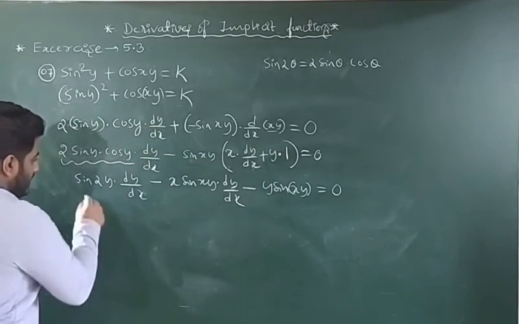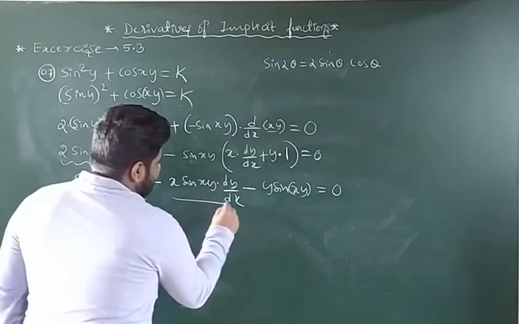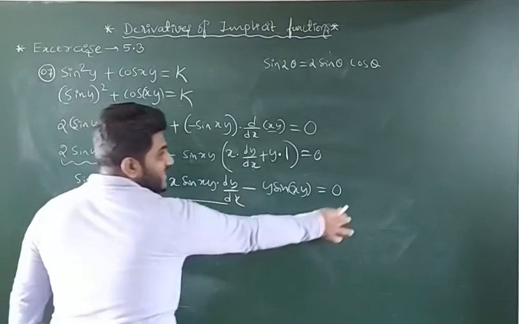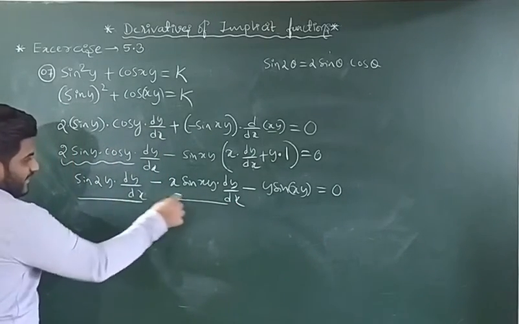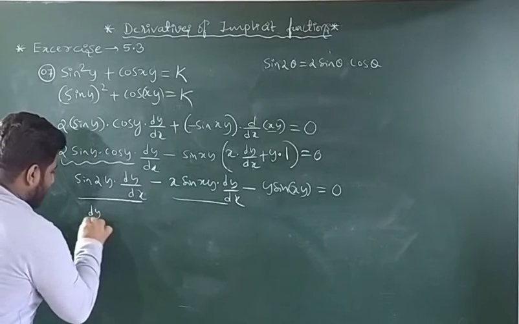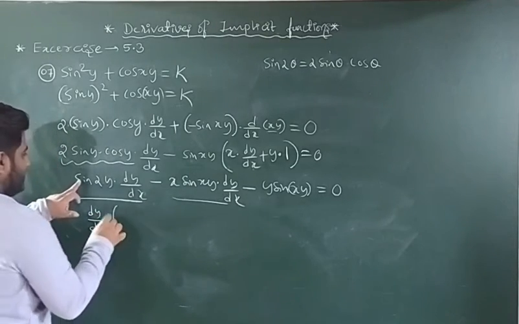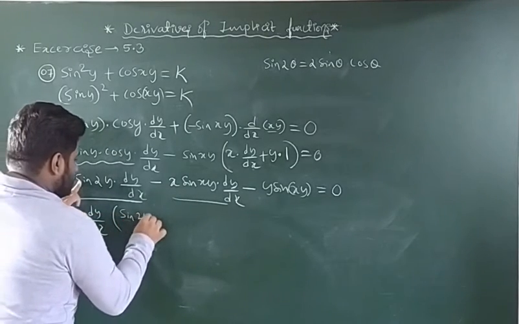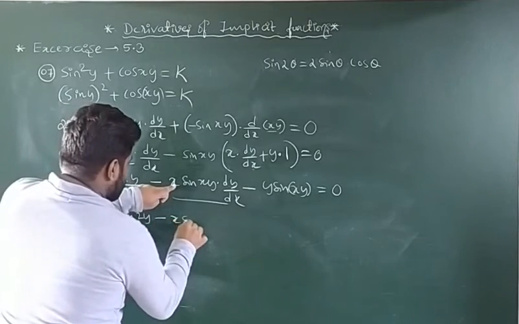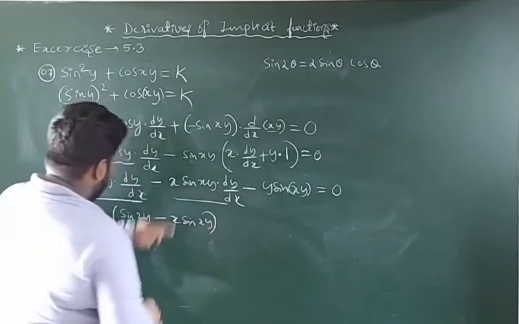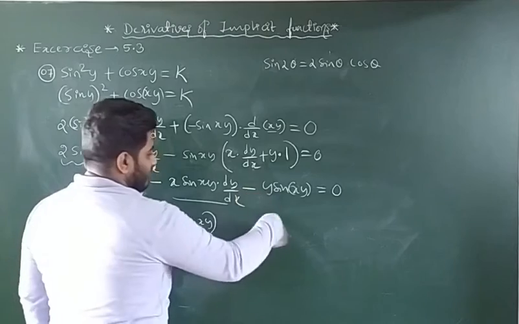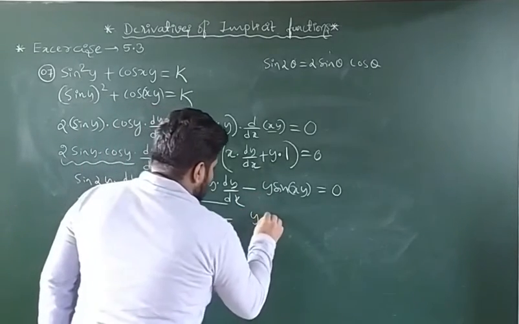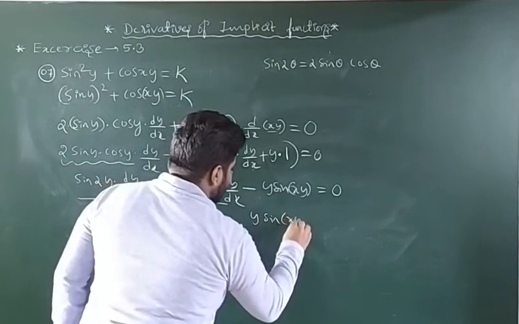Right, next one. Keep dy by dx terms as it is. Take remaining terms that side. And take the common dy by dx from these two terms. So dy by dx is common. What is remaining then? Sin 2y minus x sin xy is remaining. So here it is a minus sign. When you take that side, it becomes plus y sin xy.